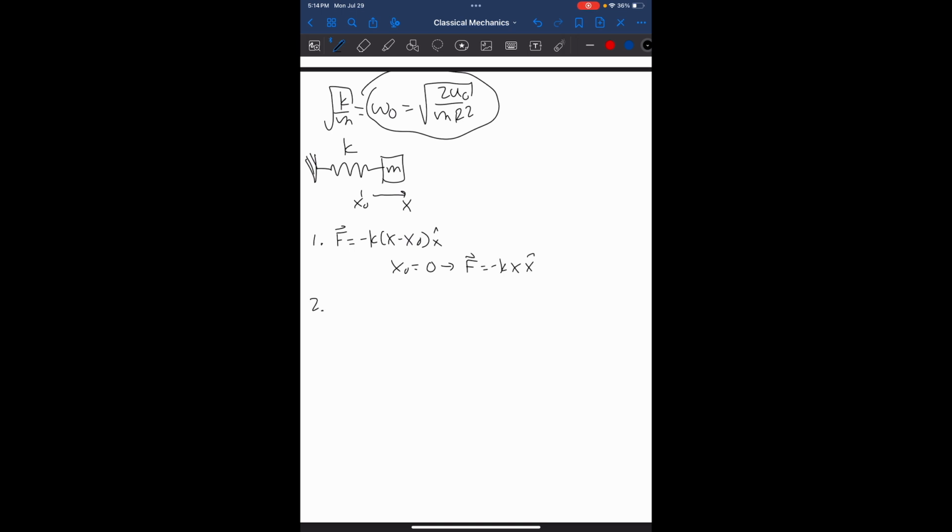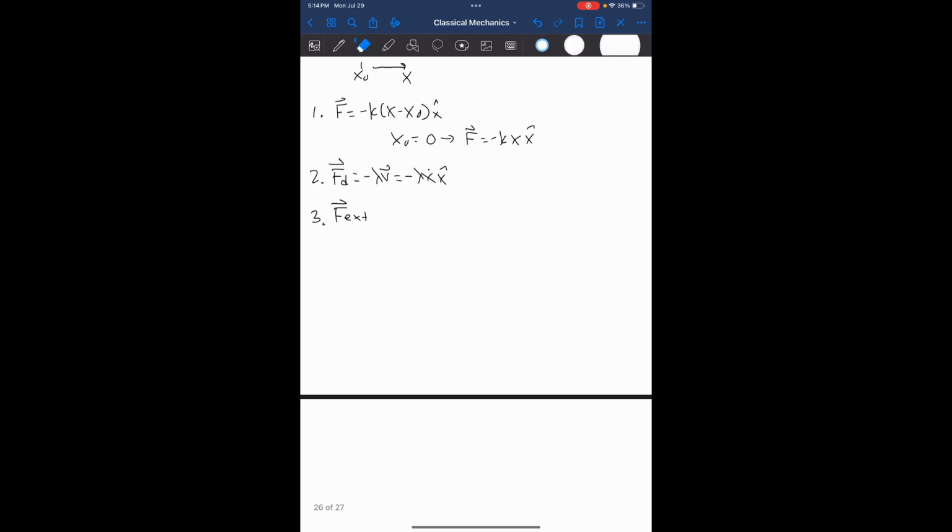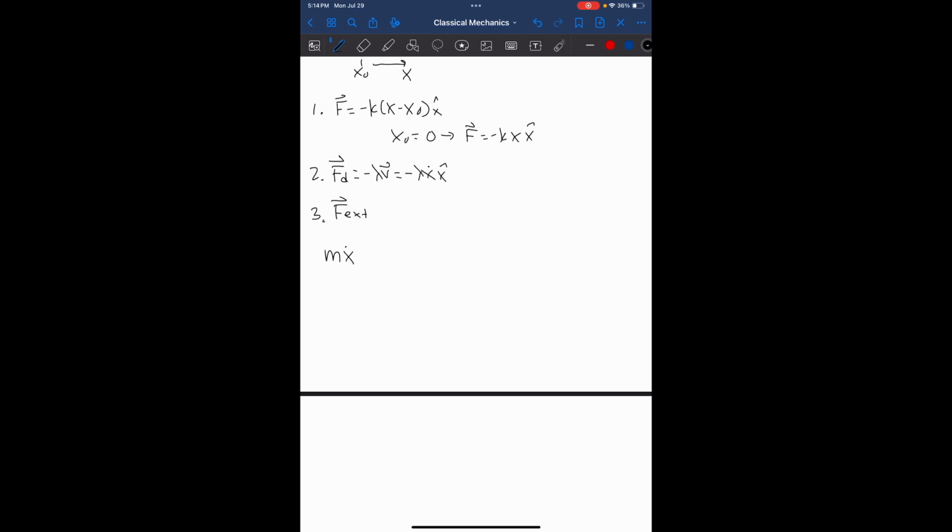The second force we're going to subject it to is drag. So the force of drag is minus lambda v from a couple videos ago, which is minus lambda x dot in the x hat. And the third force is going to be some external driving force, which we'll talk about a lot more in the next video. Writing down Newton's second law, we have m x double dot is going to be equal to minus lambda x dot minus kx plus f external.